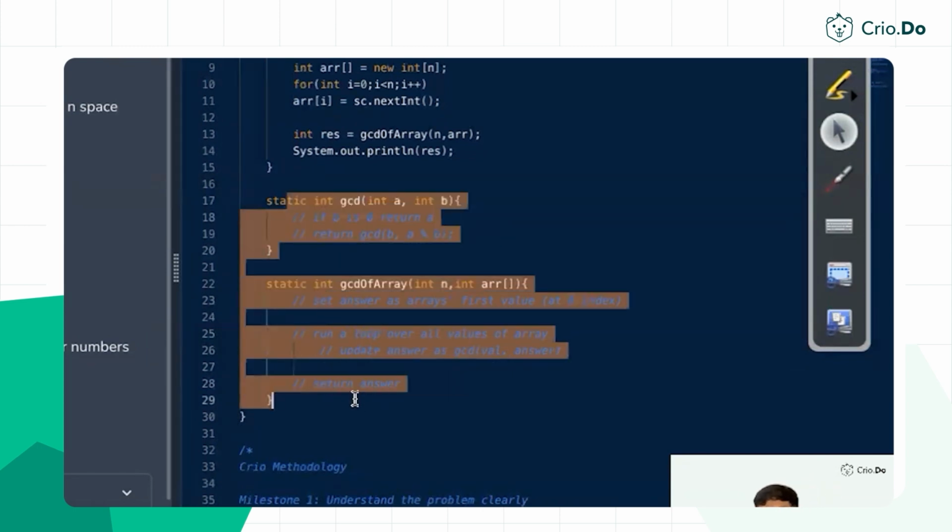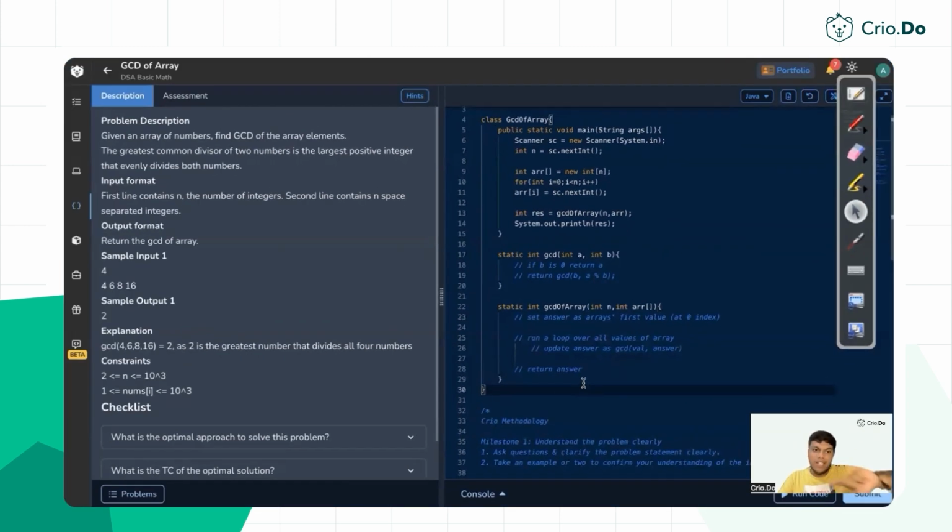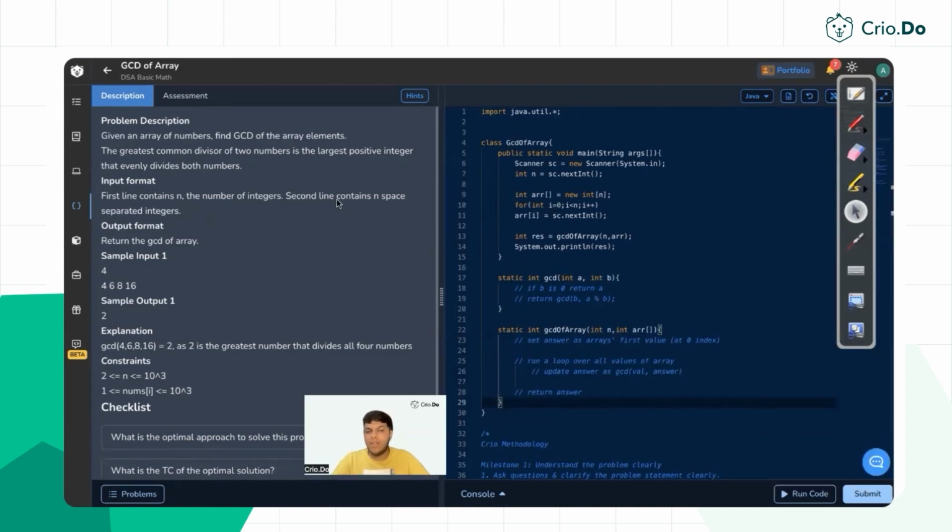So as discussed, time complexity will be n log v, and space complexity will be almost nothing, because this GCD function will take logarithmic space, and logarithmic space is almost constant for input numbers at max 10 to the power 3. Or you can say it is logarithmic space and n log v time. We will be doing the code of the problem GCD of array.